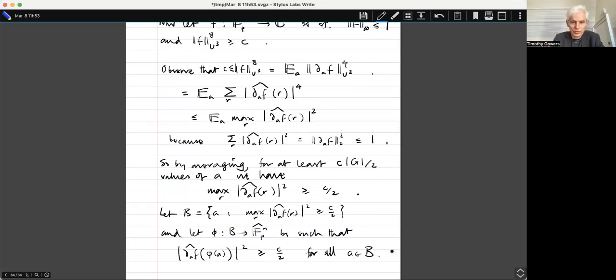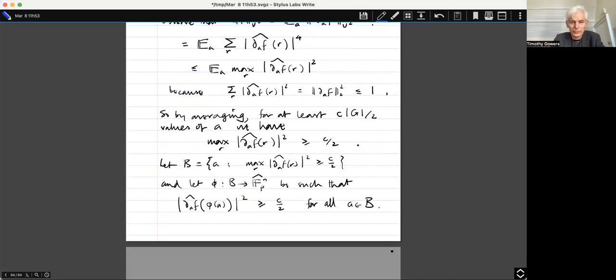Some people find this a little bit confusing, but it's actually one of those things that's essentially trivial. So if I've got an A in B, then I know that this maximum is at least c over 2. So there must be some r such that this takes the value at least c over 2, and I shall just choose one such r. I don't care how I do it. For that r, I'll choose some r that works for the given A, and I'll call it phi of A. I may have lots of different choices for phi of A. I don't care. I'll just choose one arbitrarily.